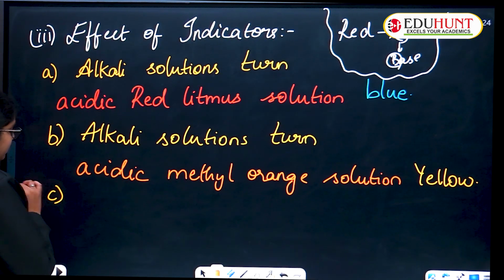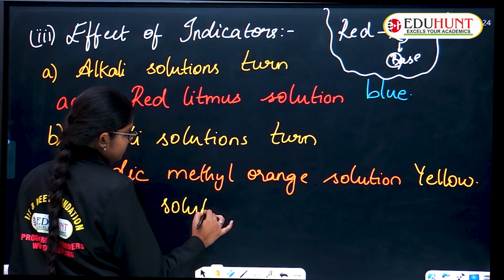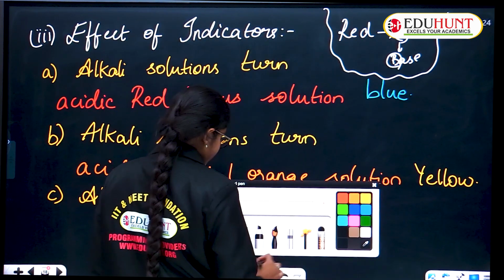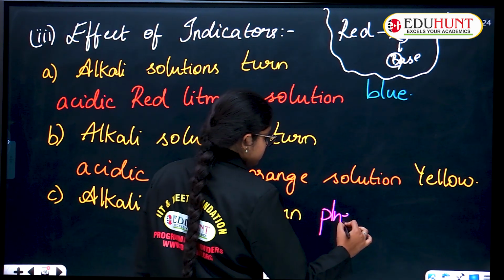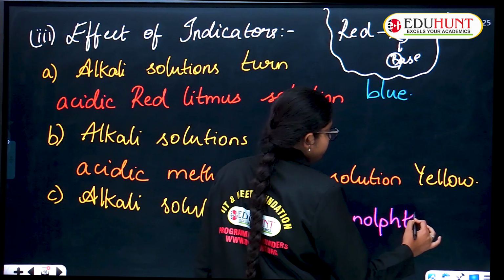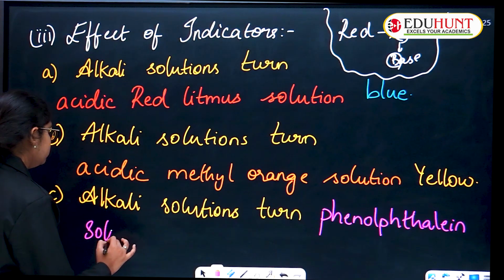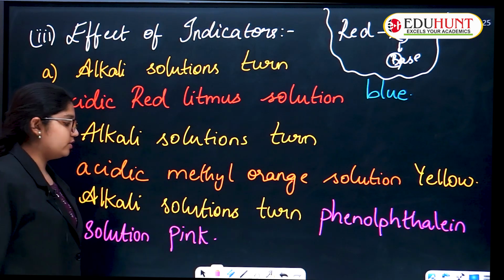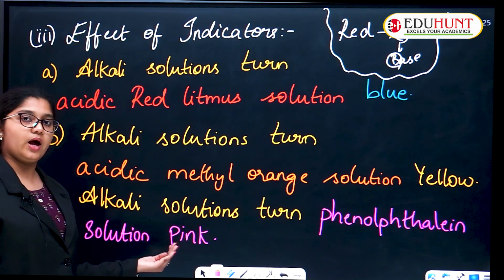And the third one is: alkali solutions turn, you know phenolphthalein? Yes. Alkali solutions turn phenolphthalein solution pink. Which color, children? Pink. From the colorless phenolphthalein solution into pink color is observed when you add an indicator in the base.